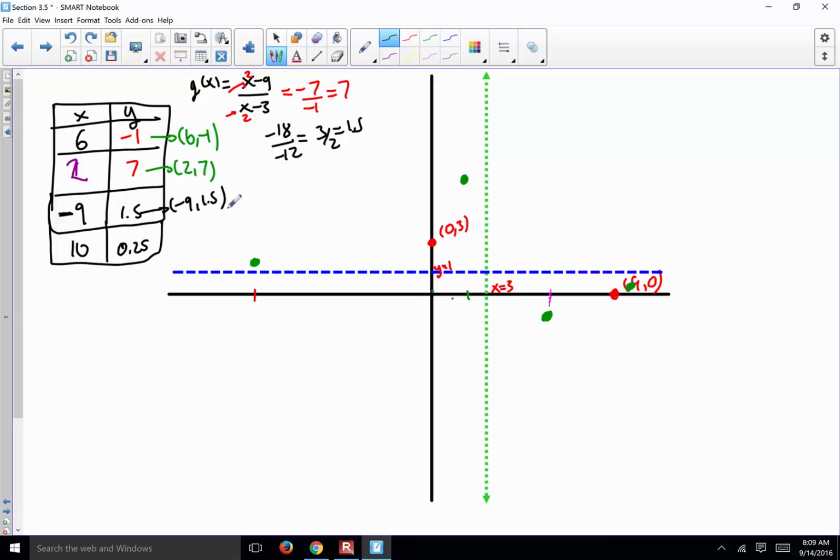Do you want to go further? Do 12. When I do 12, 3 minus 3 over 9, that's 3 over 9, which is 1/3, 0.333. 0.333 is a little higher than 0.25. You're here. It's rising. Okay.